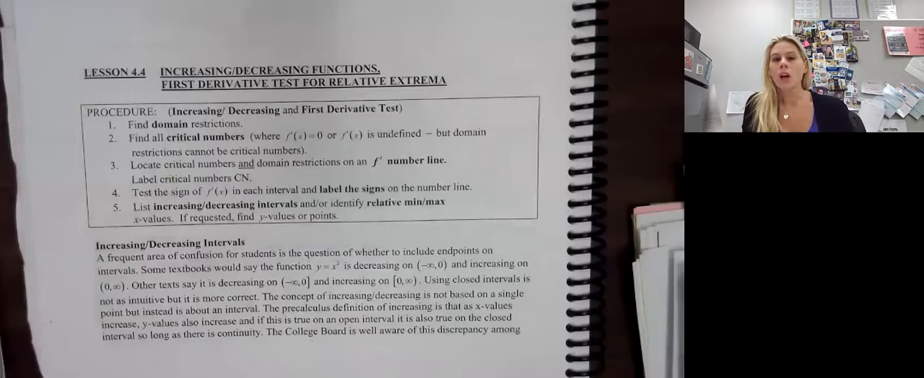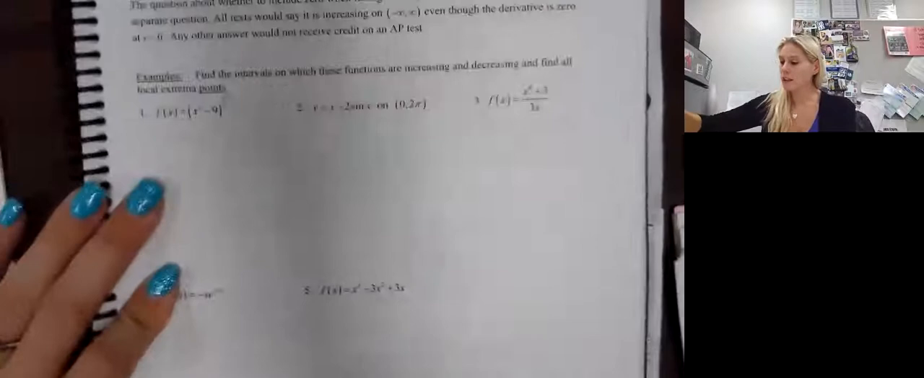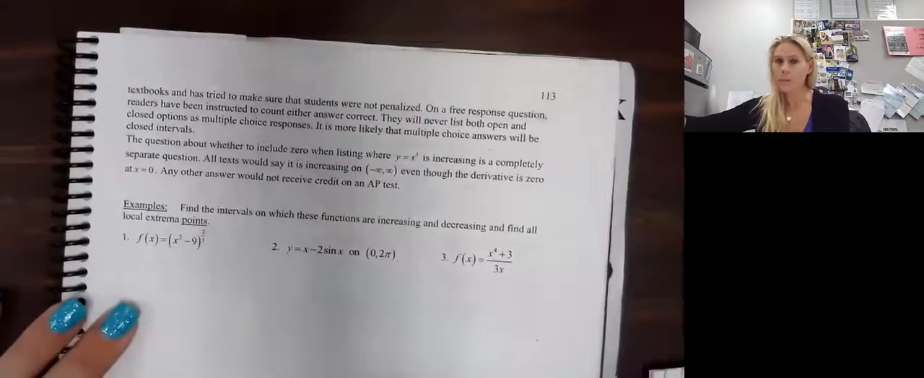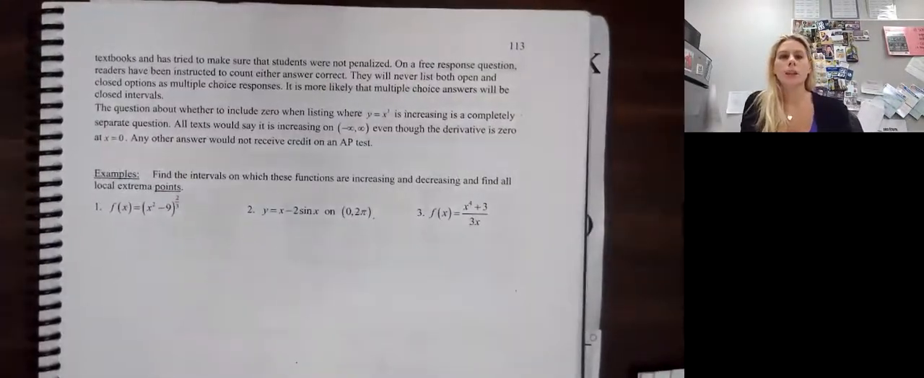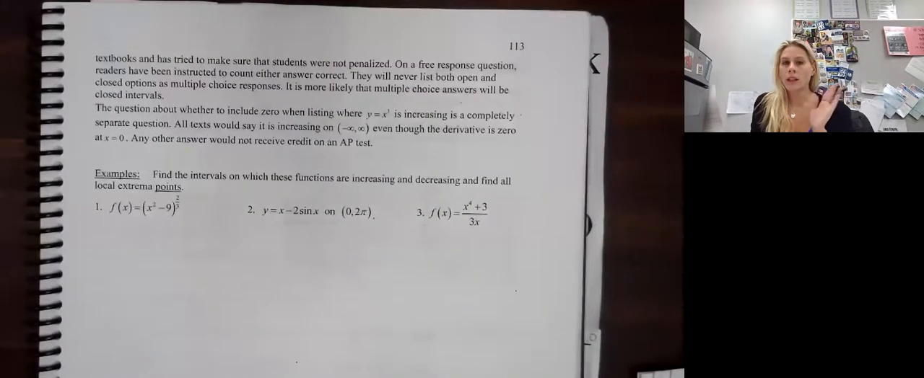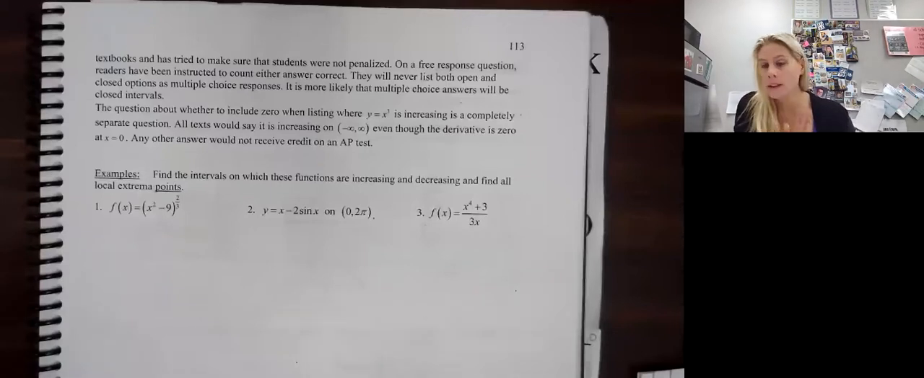The good thing is the College Board is aware of all of that stuff going on and will not penalize you for that, okay? Now, on a free response question, readers have been instructed to count either answer, so you don't have to worry about it. They will never list both open and closed options as a multiple choice, so luckily it's only one or the other. And it's more likely that multiple choice answers will be closed intervals, okay? So I know that's something you're not used to, but luckily they won't have one open and one closed, and you have to decide between the two.